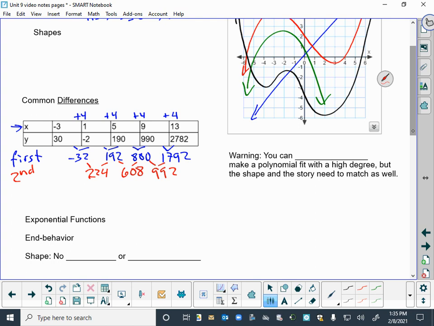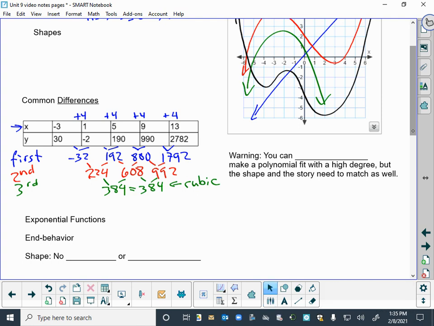If the second differences were all the same, that would tell me that this data is quadratic. Clearly it is not. We're going to try this one more time. 608 minus 224 is 384. 992 minus 608 is 384. This is my third differences. My third differences are equal to each other, this indicates that this data would be fit by a cubic function.